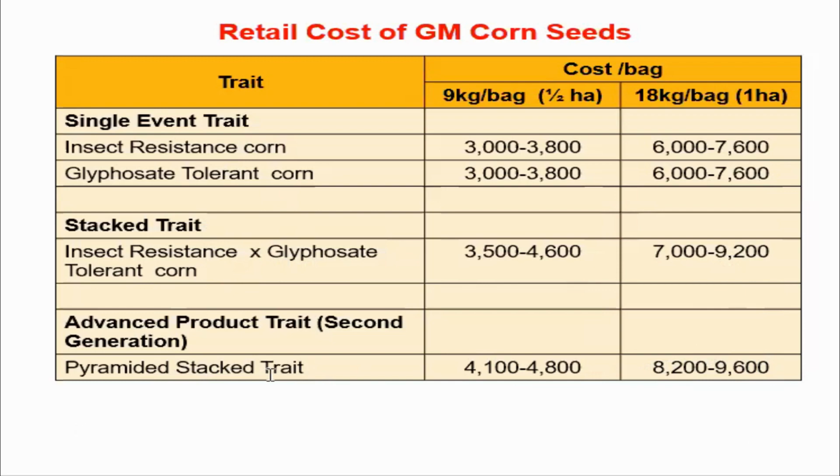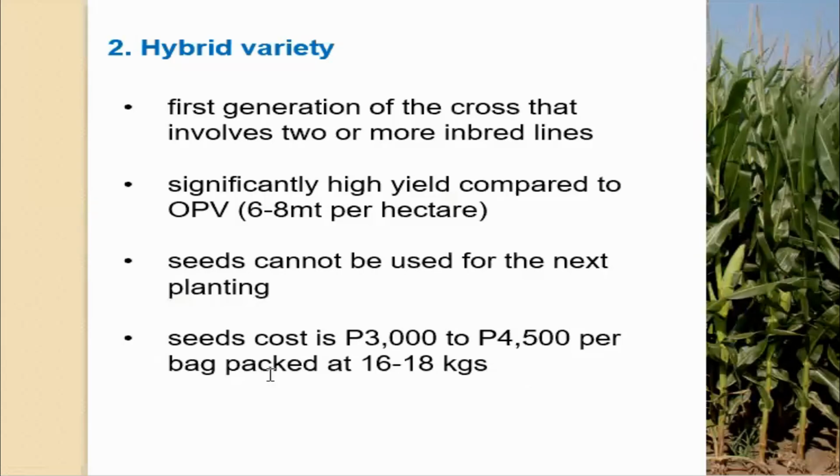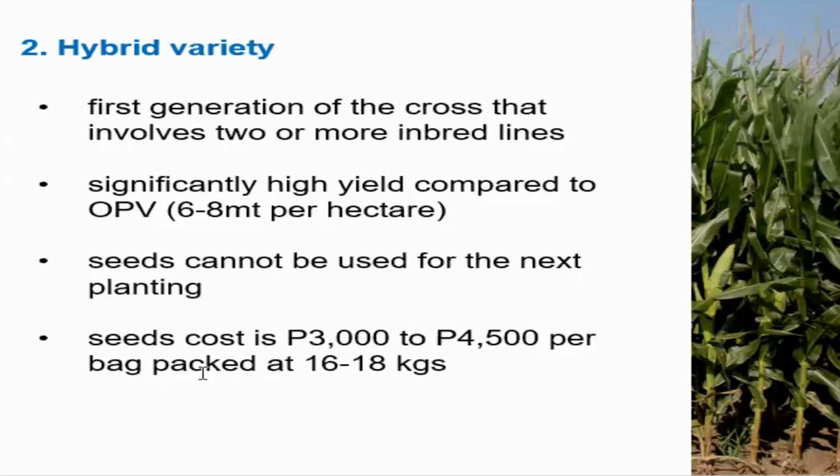Okay, we have the next slides. We are now tackling the hybrid variety. A hybrid variety of corn is the first generation of a cross that involves two or more inbred lines. It has a significantly high yield compared to open pollinated varieties, around 6 to 8 metric tons per hectare, but the seed cannot be used for the next planting.